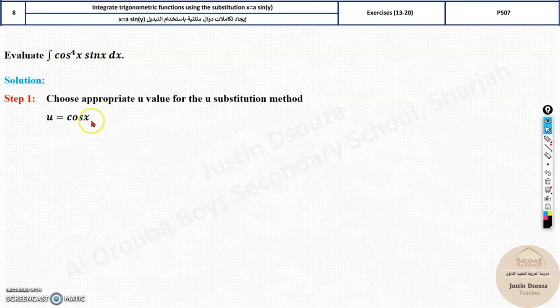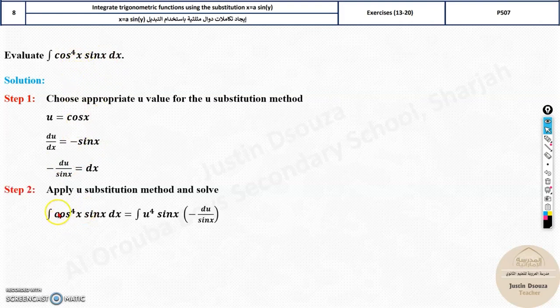Let us see this. If you choose u equal to cos x, derive this now. du by dx is negative sine x. We don't care about the sign. We just want this gone. Now, what is dx? dx is du by sine x, with the minus sign. So now you can substitute back in the question. Instead of cos to the power 4x sine x, we can write u to the power 4. Sine x remains for now, but dx is negative du by sine x.